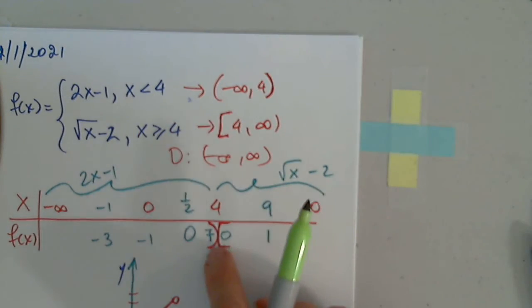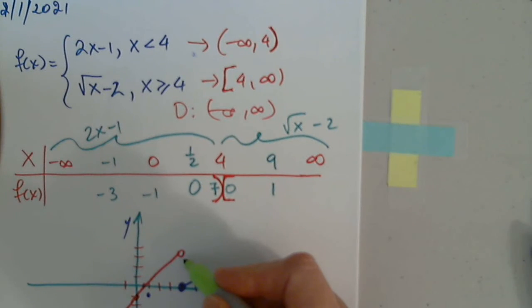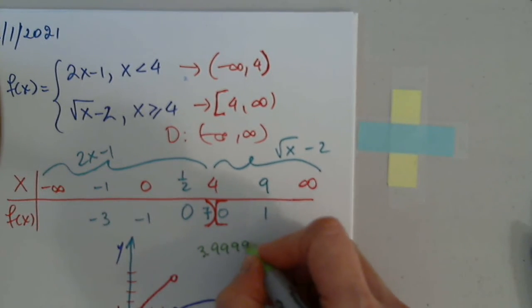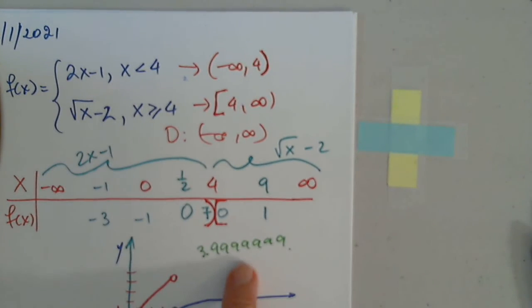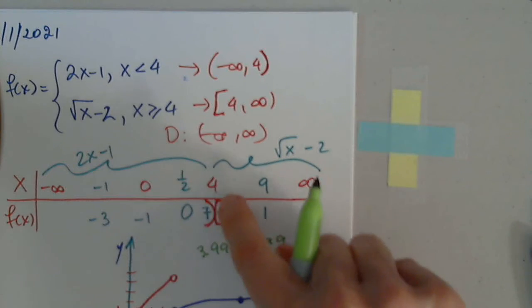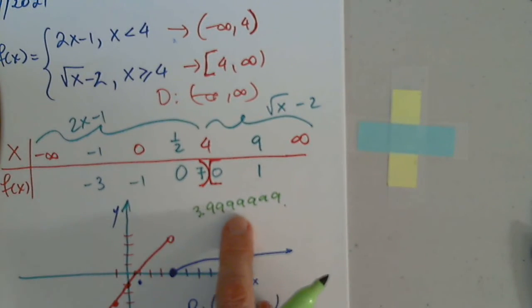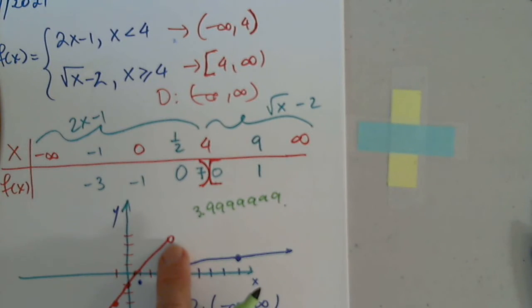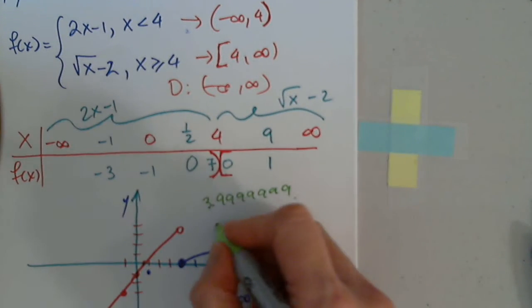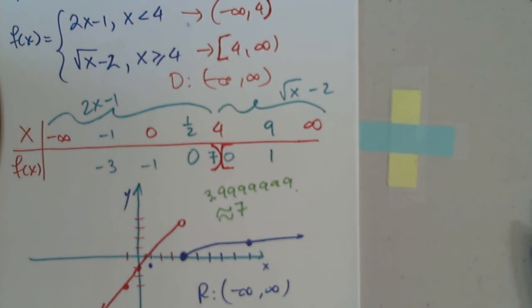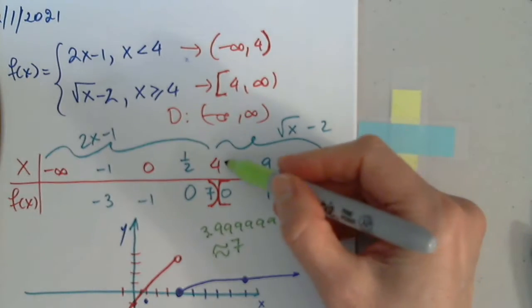But if you don't plug in 4 to get approximately, not 7, but approximately 7, then you have to plug in 3.9999999. Would you like to plug in, instead of 4 in this branch, 3.9999999 and see what you get? I'll tell you what you get. You get approximately 7, and you have to graph this or plot that. But you're not allowed to plug in 4.